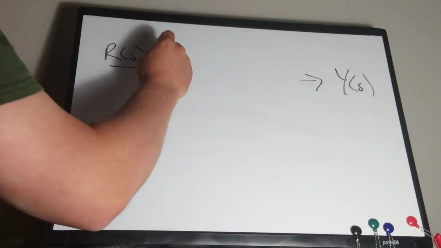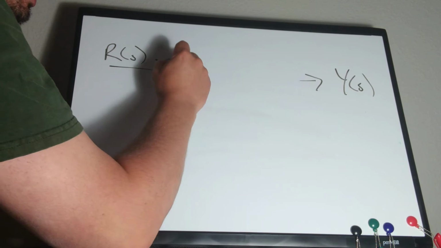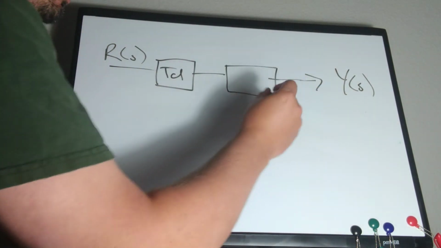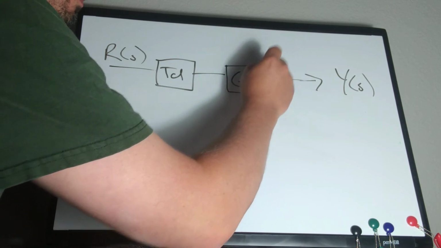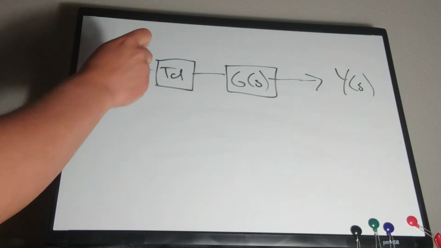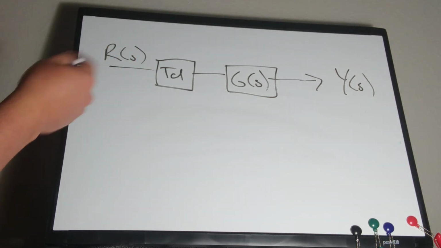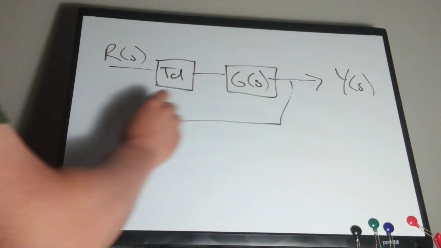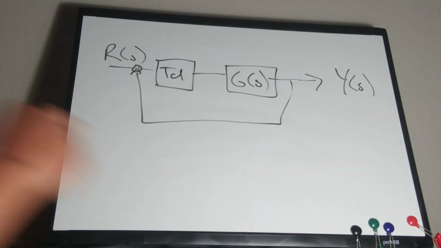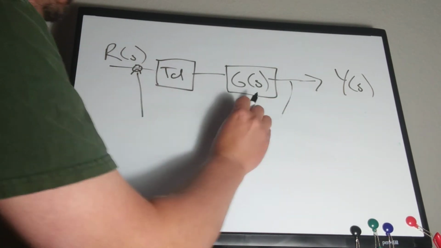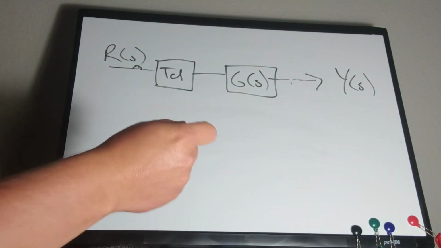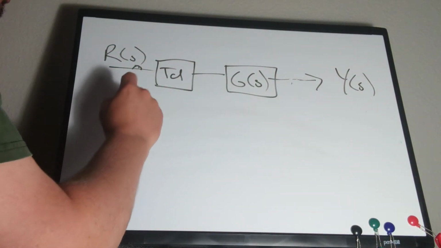Using that model, say we put in TD, we have our plant G of s. Some people ask, does it matter if the time delay comes before or after, especially if we include a feedback loop? So let's take a look at what that would mean if we did the second one.